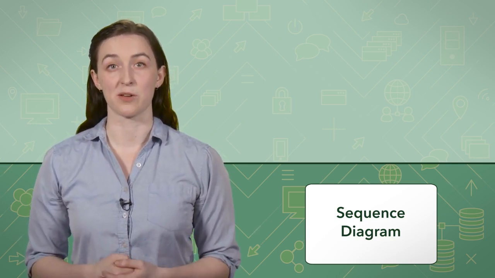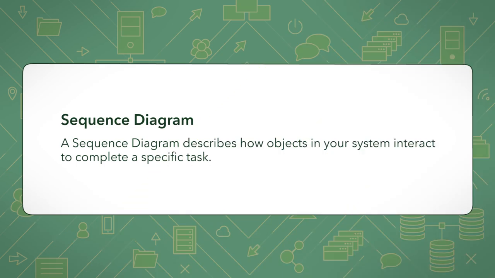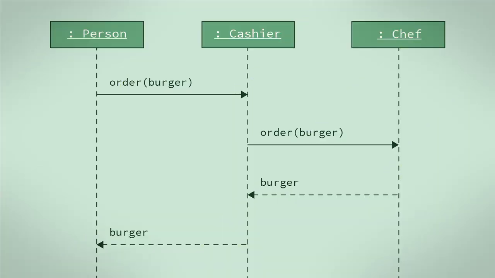Now let's go into more detail. Because a sequence diagram is another type of UML diagram, to fully understand it, you should have a good grasp of objects and basic UML class diagrams. Knowing how to break down a system into classes is essential in creating meaningful sequence diagrams. A sequence diagram describes how objects in your system interact to complete a specific task. Think back to the burger example. All those interactions between the different people were needed so that person could get a burger. This is similar to how objects will interact to complete a given task.